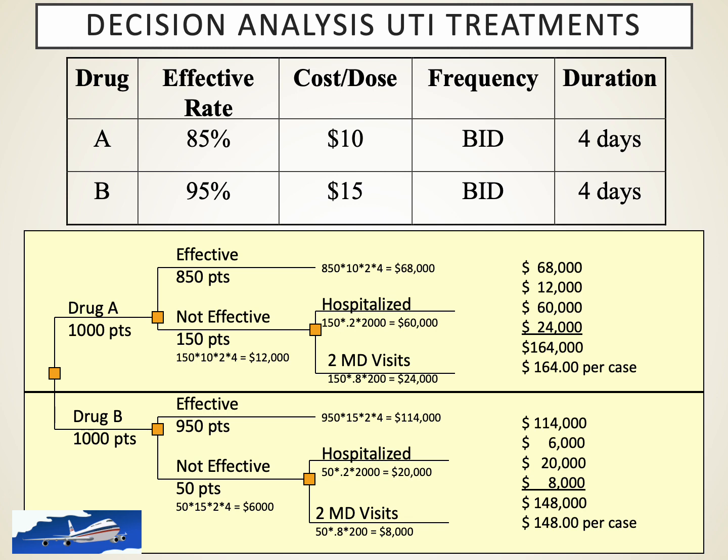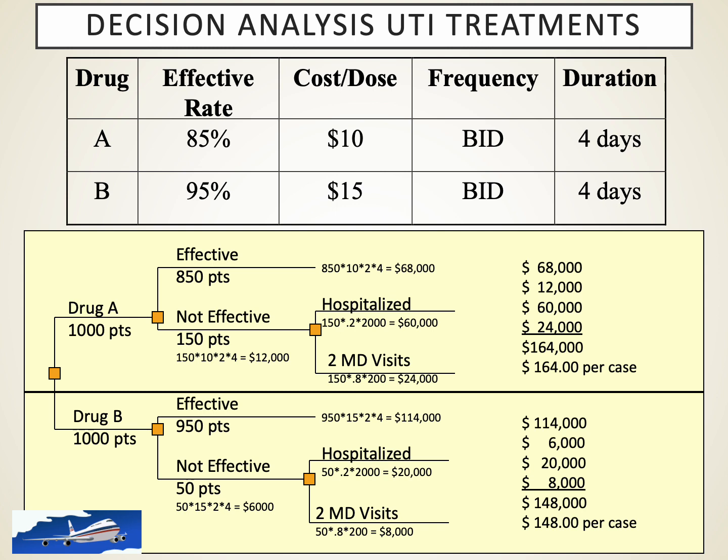Its effective rate is 85%, versus treatment B, which has a 95% effectiveness rate but a higher drug acquisition cost. So if you look at 1,000 patients with treatment A, for 850, all you have to pay for is the drug. But for the 150 that weren't effective, some had to be hospitalized and also get physician visits. If you add all those costs in and divide by the 1,000 patients you treated, it's $164 a case. The more expensive drug B costs more to outlay for the drug, but the benefit is that you have less hospitalization, less complications, and so you don't have to pay for those complications.